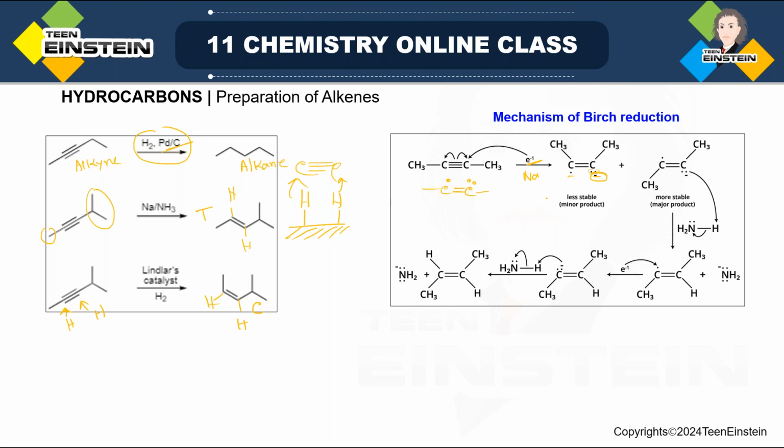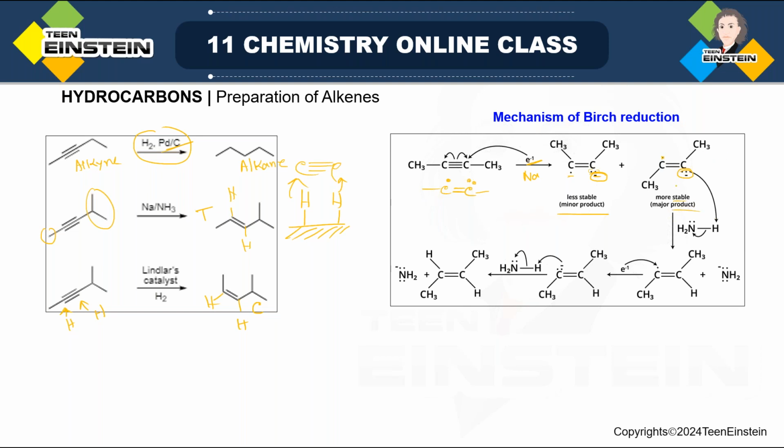So that is a radical anion, and this is a less stable radical anion. It will generate the minor product. And here, the radical anion that we are having is another possibility, which is more stable, and this is the major. Now, why am I calling it more stable?